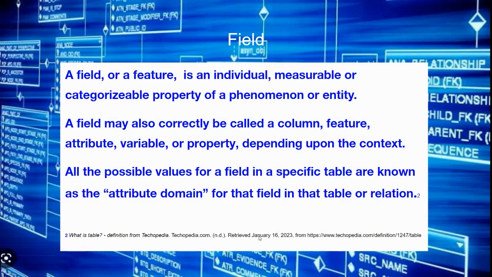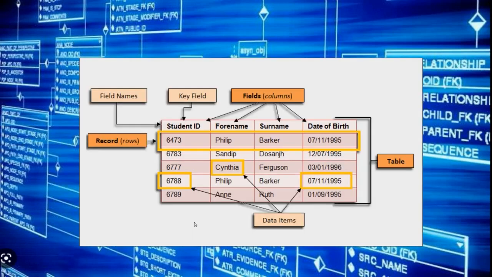A field, also known as a feature, is an individual property of a phenomenon or entity, or in other words, an individual property within a table. A field may also be called a column, a feature, an attribute, a variable, or a property, and again, it depends on the context. All the possible values for a field in a table are known as the attribute domain or the feature domain for that field. Here's a graphic again of a table showing the fields and records highlighted.